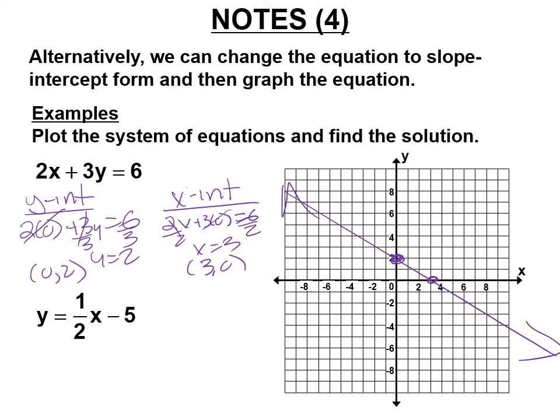The bottom one, since it's already in slope-intercept form, I'm going to start at (0, -5) and go with a slope of 1/2, which means over 2, up 1. Over 2, up 1, over 2, up 1. There's where they intersect right there, so I don't really need more than that.